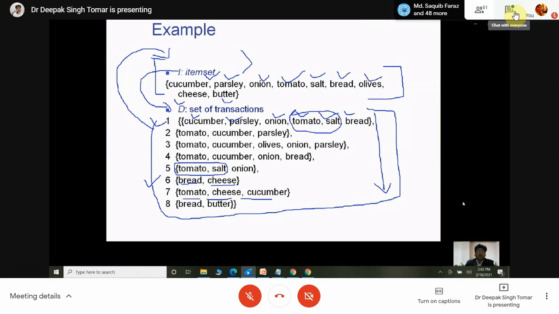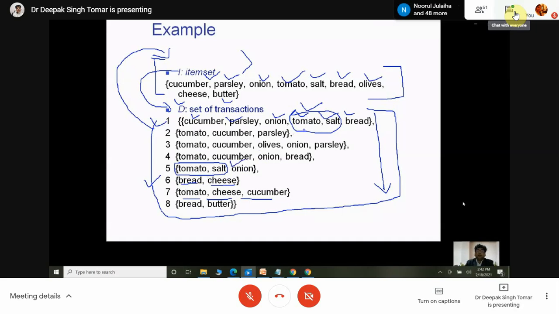Here we also have tomato and salt appearing 2 times. Here we don't have the salt, tomato and salt appear. So we want to find the total item set is 8, in which 2 times the particular customer buys tomato and salt. So we want to find the tomato and salt ratio.